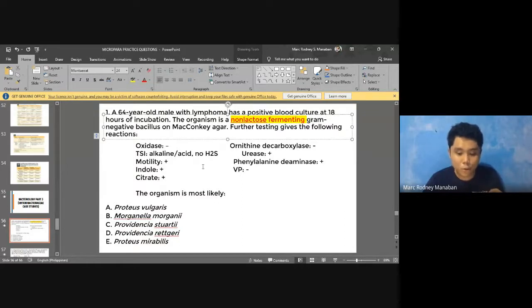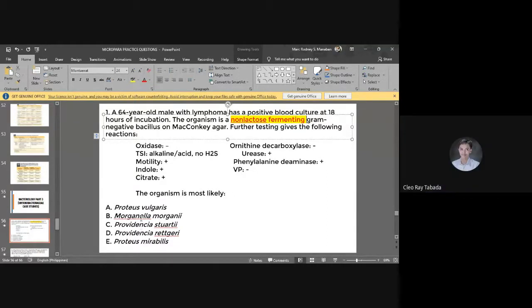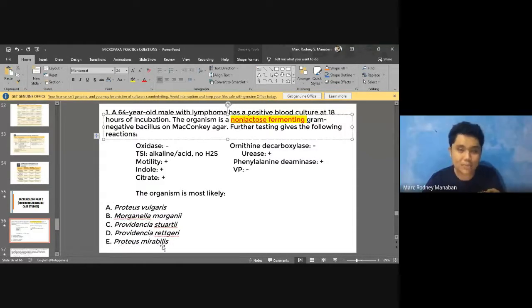We now go to your TSI. K over A, no H2S. So, who can we erase here? Those that produce H2S. Tama. Your Salmonella and Edwardsiella are out. So, you're left with Morganella and Providencia. Now, we go to your indole. What is our mnemonic for indole positive? My Pepe Kapo. My Pepe Kapo stands for Morganella and Providencia. So, both are indole positive.